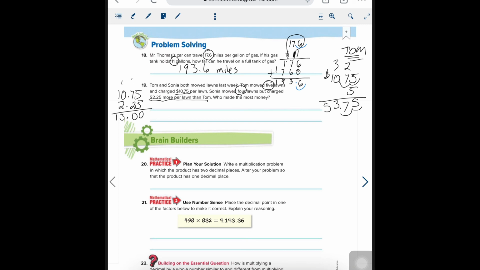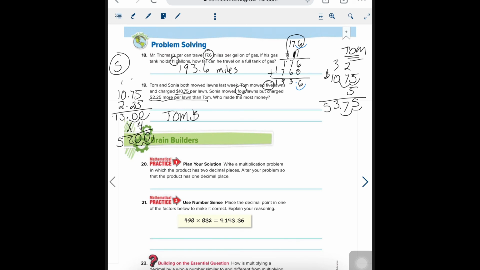Now we're going to take that $13 and times that by 4, because that's how many lawns she did. 4 times 0 is 0. 4 times 0 is 0. 4 times 3 is 12. 4 times 1 is 4, plus 1 more is 5. And there's 2 place values. We're going to go over 2 place values. So Sonia earned $52, but Tom earned $53.